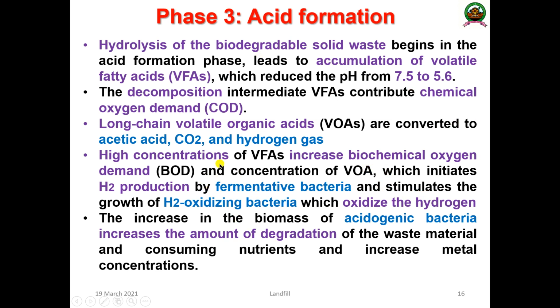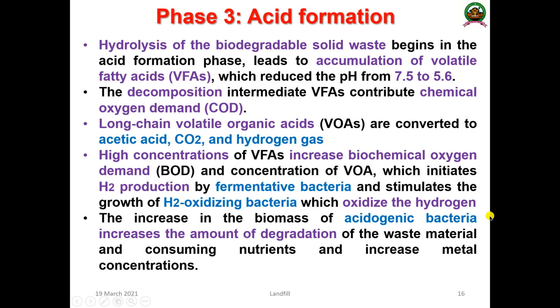The volatile fatty acids initiate the production of hydrogen by fermentative bacteria and stimulate the growth of hydrogen oxidizing bacteria, which oxidize the hydrogen. So what will happen? Once the concentration of volatile fatty acids increases, the biological oxygen demand also increases, and the volatile organic acids initiate the production of hydrogen, accelerated by the fermentative bacteria, which stimulate the growth of hydrogen oxidizing bacteria.